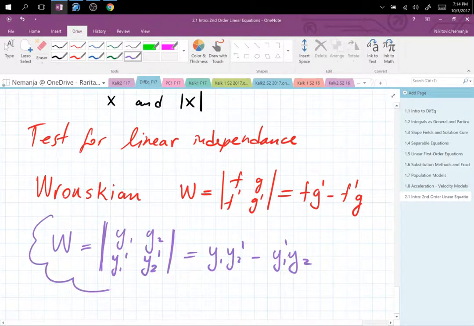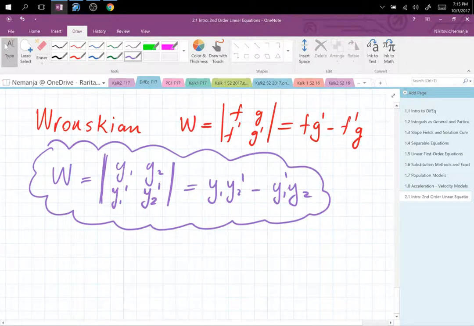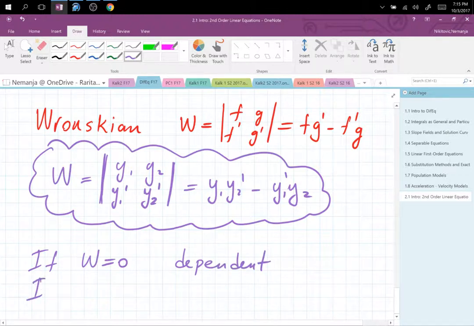So this is the test that you are going to unleash upon the two solutions that you have. Now, if the Wronskian is 0, they are dependent. If the Wronskian is not 0, they're independent. So if the Wronskian equals 0, we have dependence, and if the Wronskian is not 0, independence.